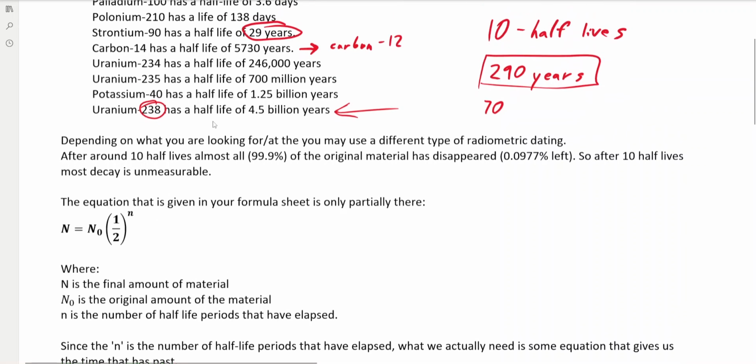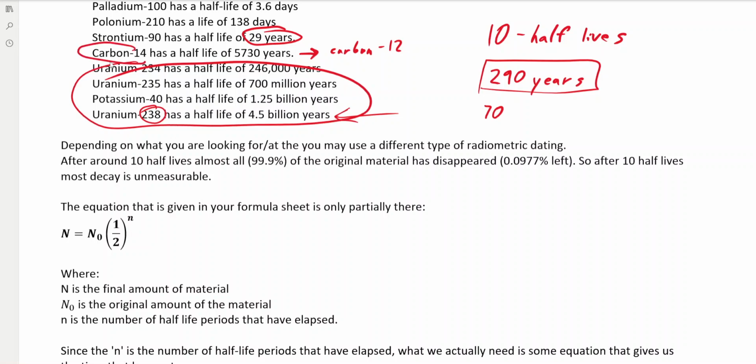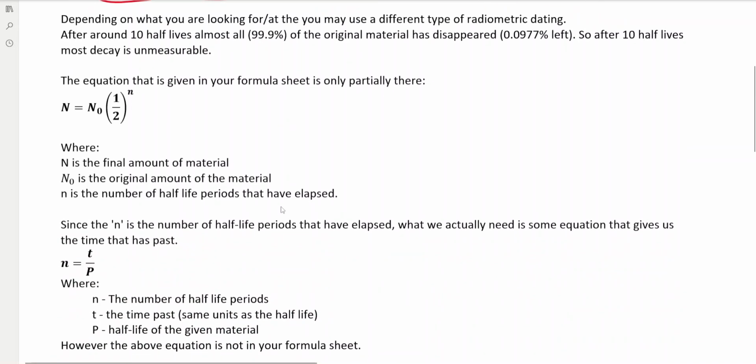And depending on what you're looking for in archaeological sites or whatever, you can use different types of dating. Geology is going to use some of these much longer half-lives, whereas if we're talking about human buildings and stuff like that, or mummies, we'll probably use carbon-14's half-life. So usually about 10 half-lives. Anything beyond that is kind of unmeasurable because 99.9% of the original material is gone.